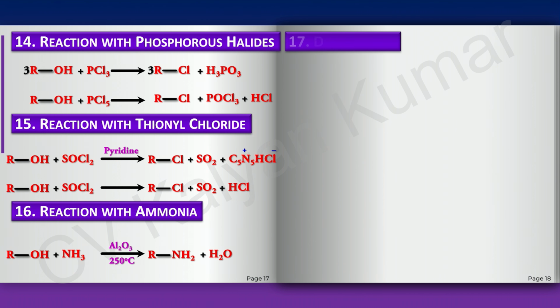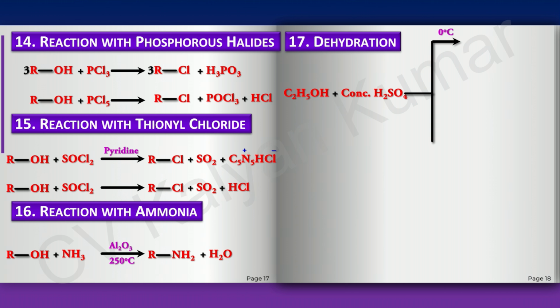The next is dehydration. So I have an alcohol, ethanol, and I use concentrated sulfuric acid. You can use Al2O3 also, but let's see both of them. Now the product depends on the temperature, and here you have to learn the temperature. If it is done at zero, you'll get dimethyl sulfate. If it is done at 100, you'll get ethyl hydrogen sulfate.